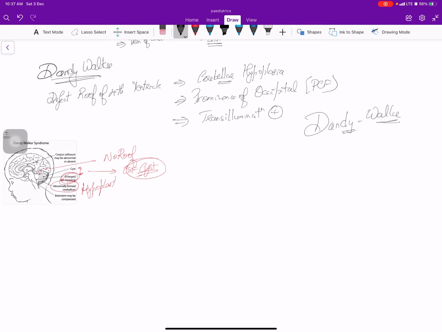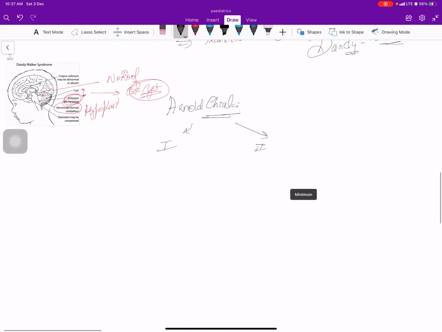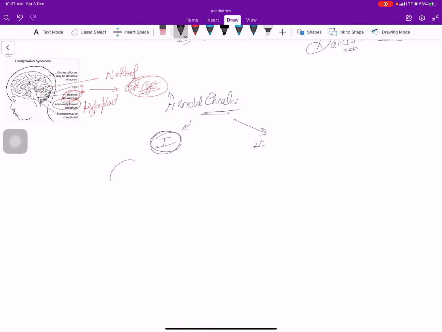Okay, so we finished aqueductal stenosis and Dandy-Walker malformation, and the next one will be Arnold-Chiari type 2. Arnold-Chiari has two types, type 1 and type 2. In type 1, we have the brain here, the spinal cord, and the foramen magnum. The tonsils of the cerebellum herniate through the foramen magnum into the brainstem. Okay, this is not going to have any hydrocephalus.